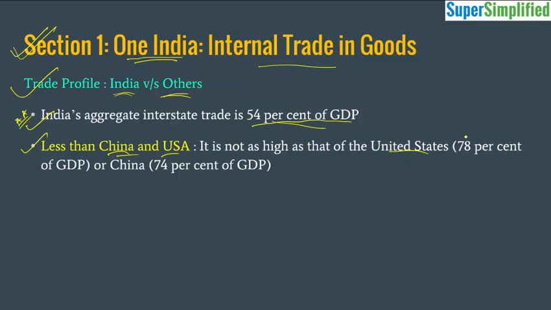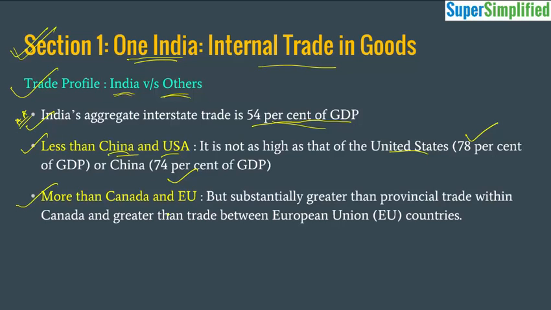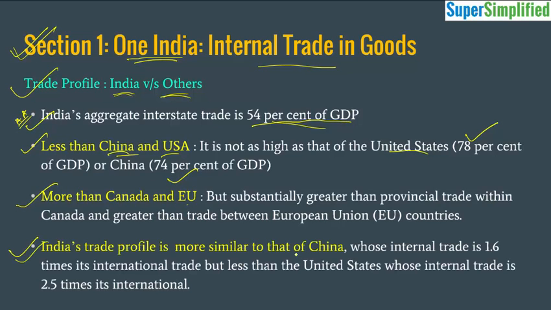For US the number is 78% and for China it is 74%. But it is more than Canada and EU. And India's trade profile is actually similar to China, whose internal trade is 1.6 times the international trade. For us this number is 1.7. But for US it is much higher. It is 2.5.